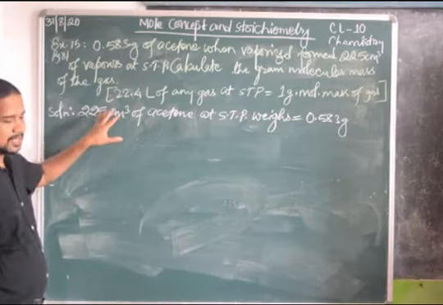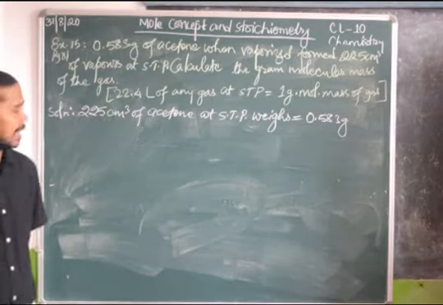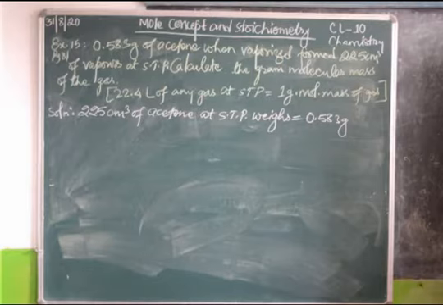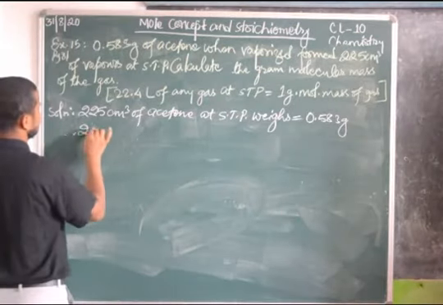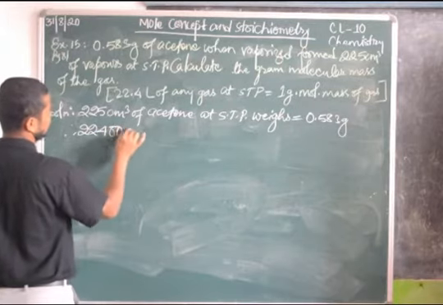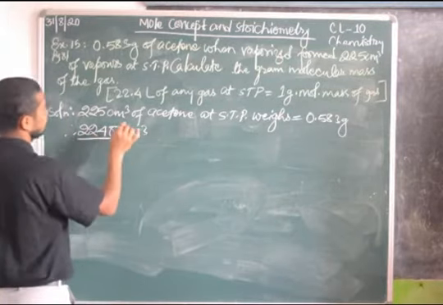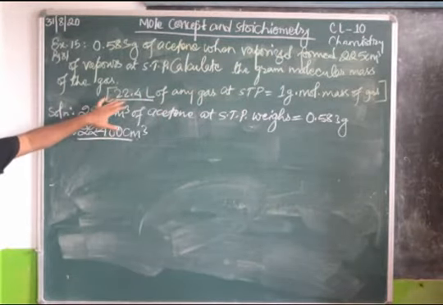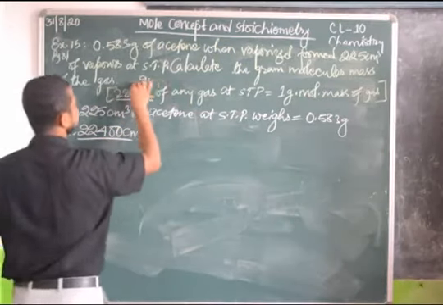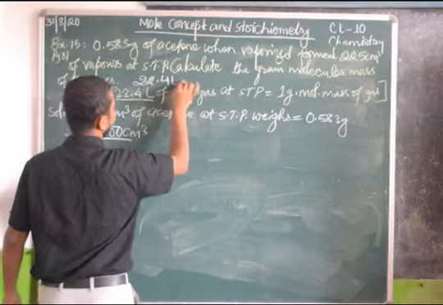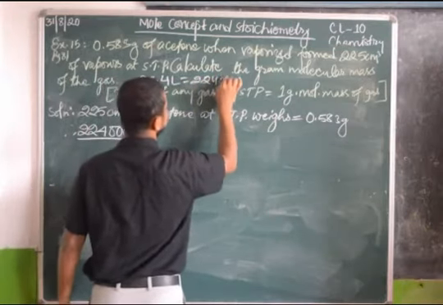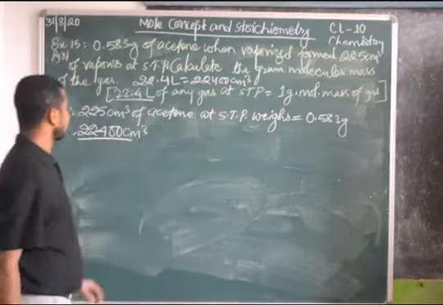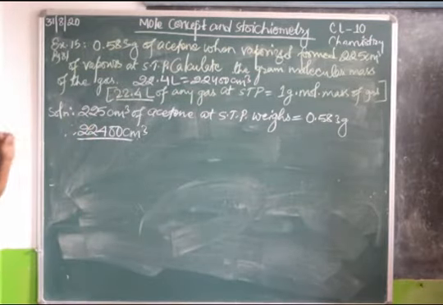So 225 centimeter cube of acetone at STP weighs 0.583 gram. Then what do you have to find now? Therefore 22,400 centimeter cube. What is this? This is equal to 22.4 liter. 22,400 centimeter cube is equal to 22.4 liter. This I have told you already.